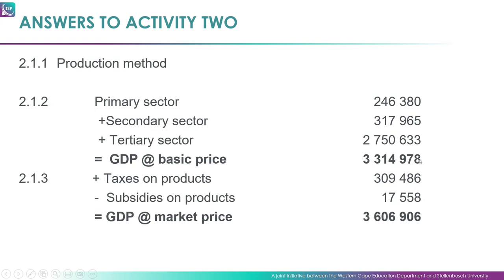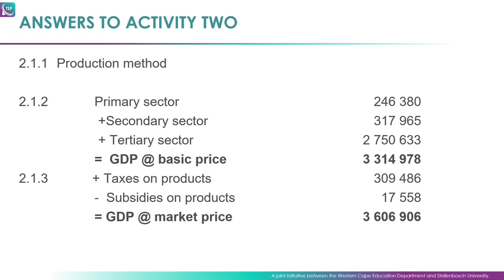Then 2.1.3 asked me to convert the basic price to a market price, and I know our formula is plus taxes on products minus subsidies on products. So I take my 3314978 plus 309486 minus 17558, and that gave me the answer of 3606906. Right? So there you've got the entire production method given to you.